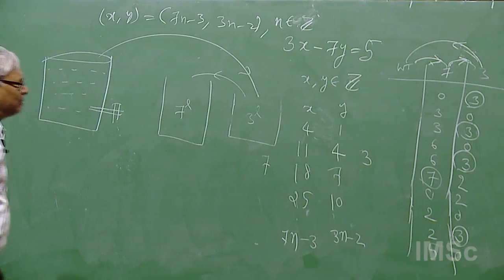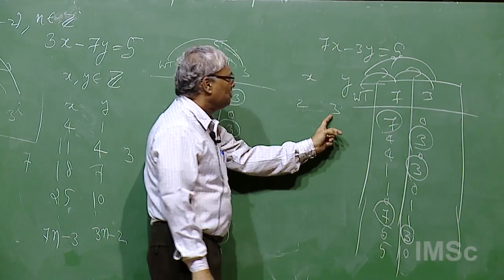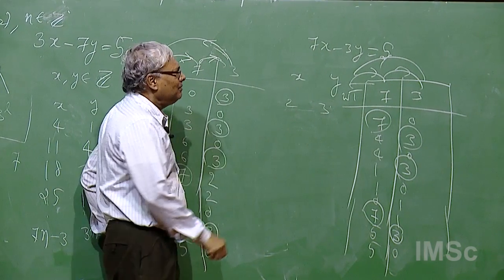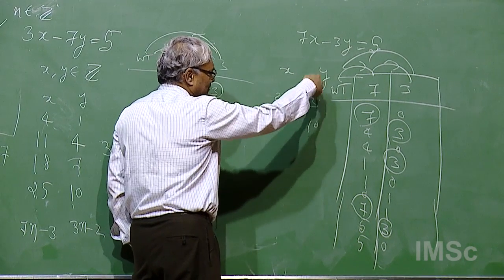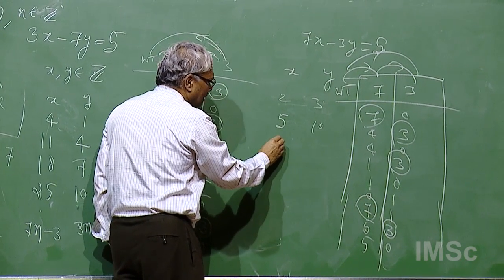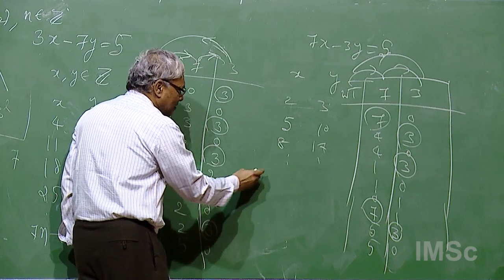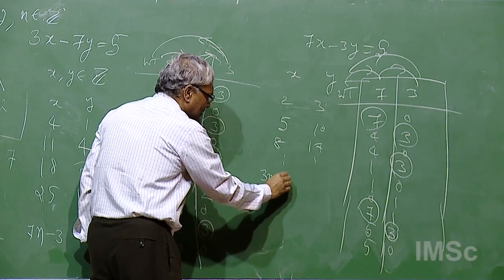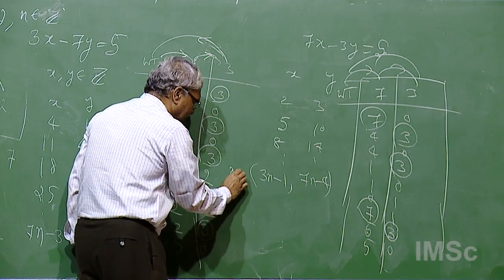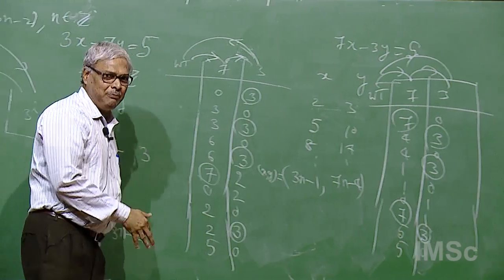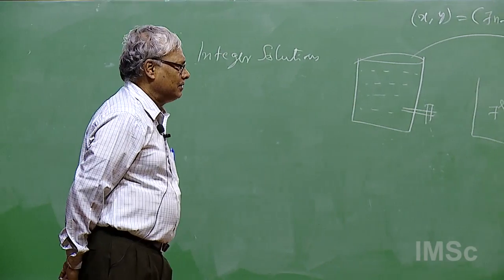A similar thing happens here also when you change the directions. The first solution was 2 and 3. So what will be the next solution? It will be 5 and 10, 35 minus 30. And the next solution will be 8 and 17 and so on. So again, both arithmetic progressions. You have 3n minus 1 and 7n minus 4 as the general solution, where n may be allowed to be a positive integer, or any integer if you want all integer solutions.